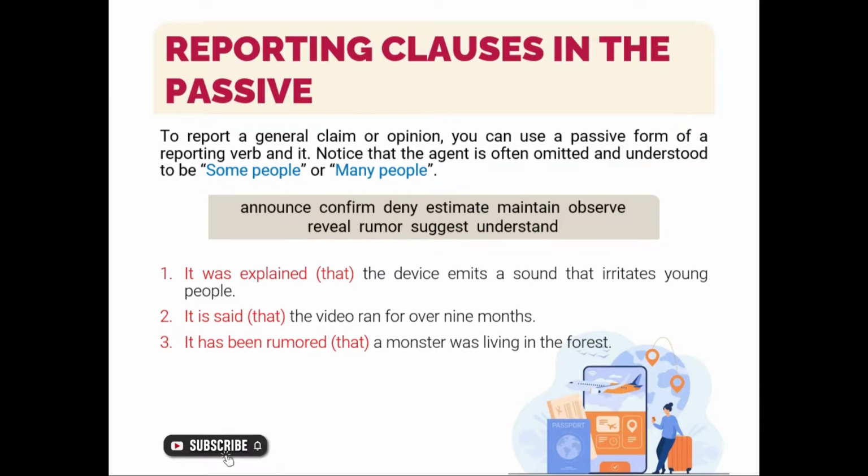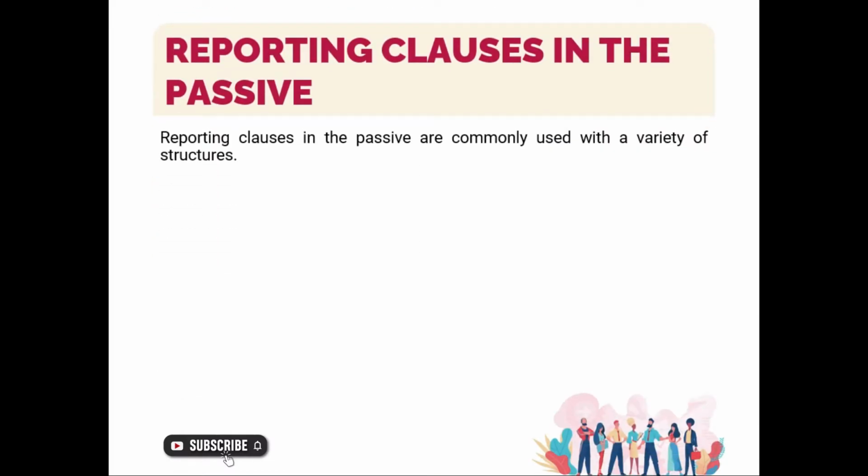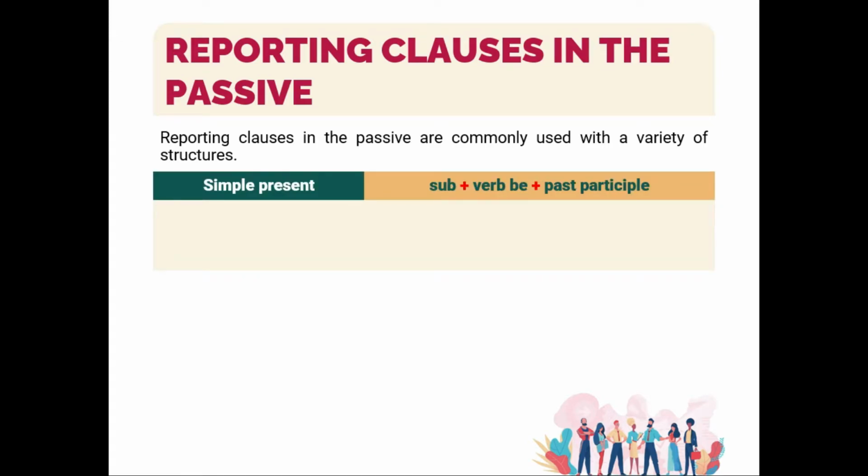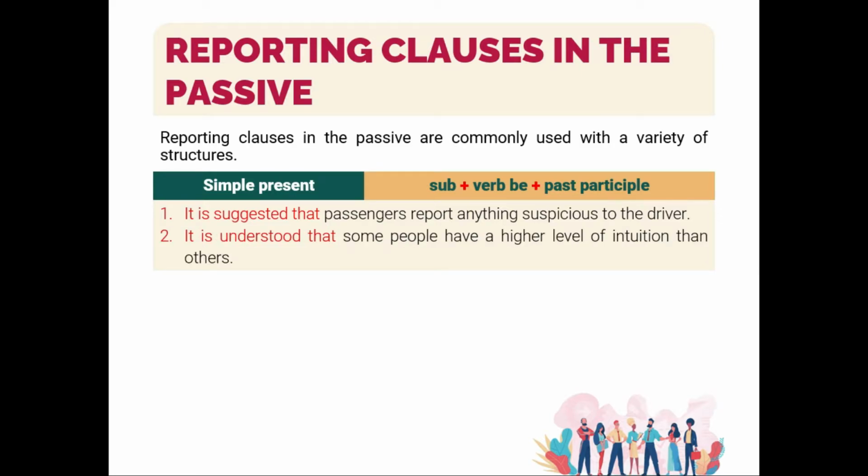Now we're going to break down every passive tense possible in reporting clauses. We're going to focus first on present simple passive, which is formed with subject plus verb be plus past participle. For example, number 1, it is suggested that passengers report anything suspicious to the driver. Number 2, it is understood that some people have a higher level of intuition than others.